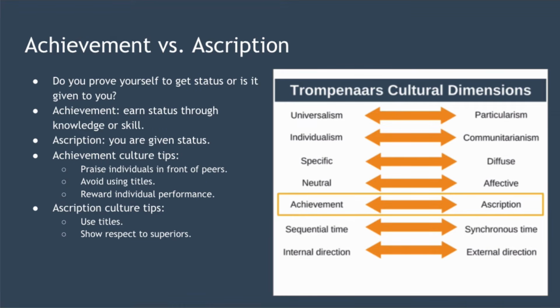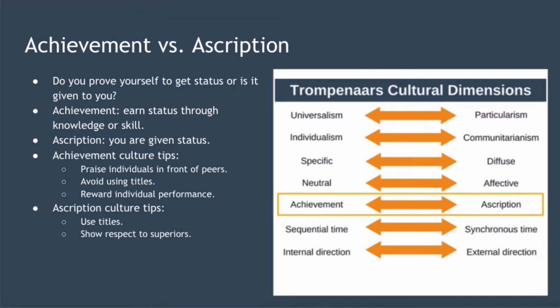So the next dimension is achievement versus ascription. And this can be summarized by asking, do we prove ourselves to get status, or is status given to us? So in an achievement culture, you earn status through knowledge or skill. Job titles are earned and reflect this knowledge and skill. Anybody can challenge a decision if they have a logical argument. So examples of achievement cultures include the US, the UK, Scandinavian countries.